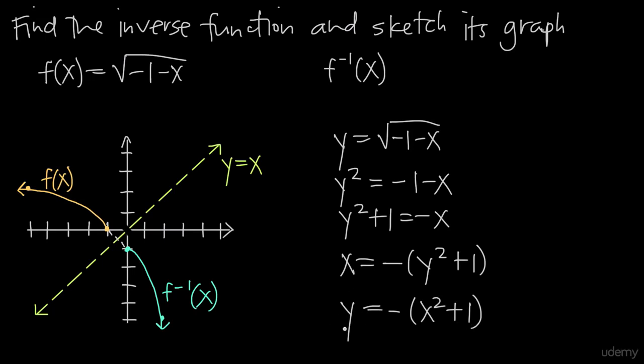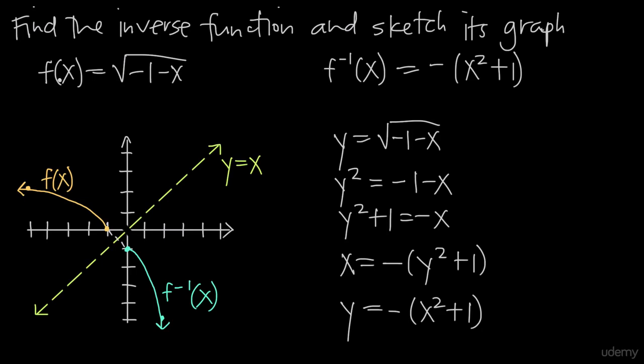Then we just want to replace y with this inverse notation, f -1 of x. So instead of saying y is equal to negative quantity x squared plus 1, we're going to say f negative 1 of x is equal to negative quantity x squared plus 1, and this then is the equation for the inverse function. And if you were to graph this, what you would see is you would get this graph here that we sketched for the inverse function, which we found earlier just by reflecting the original function over the line y equals x.